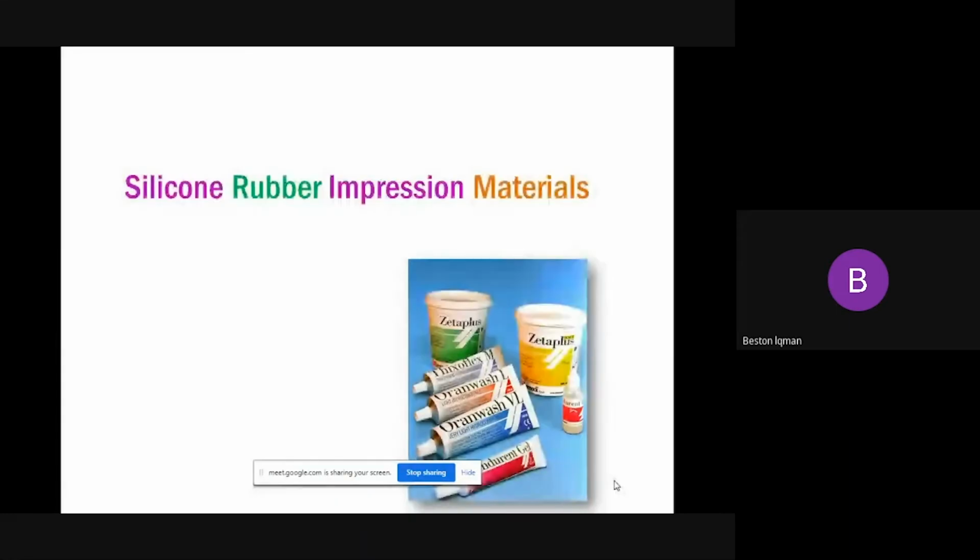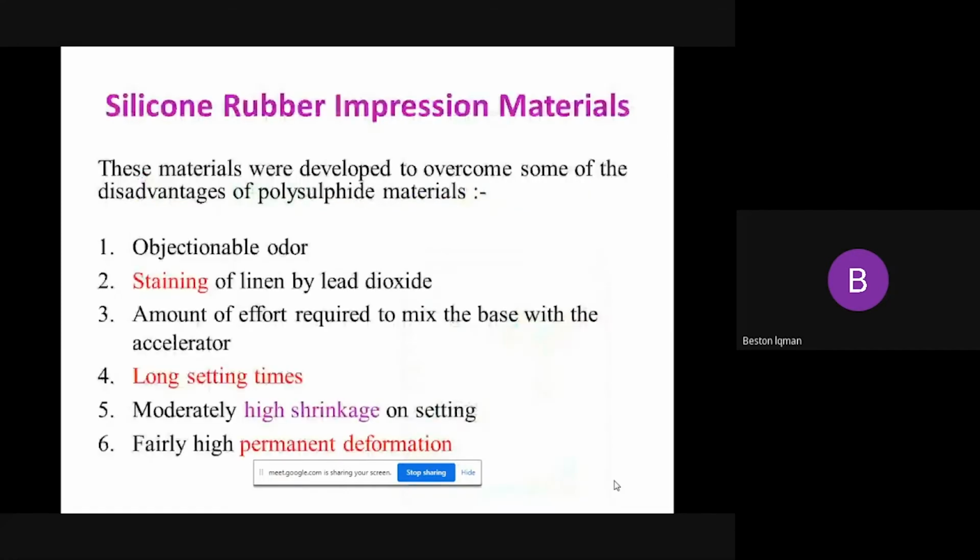Number 9. Today we start with the silicone rubber base impression material, the most commonly used in dentistry. Okay, it is available in all of the clinics. The silicone rubber base impression material was developed in order to overcome some of the disadvantages of the polysulfide material.